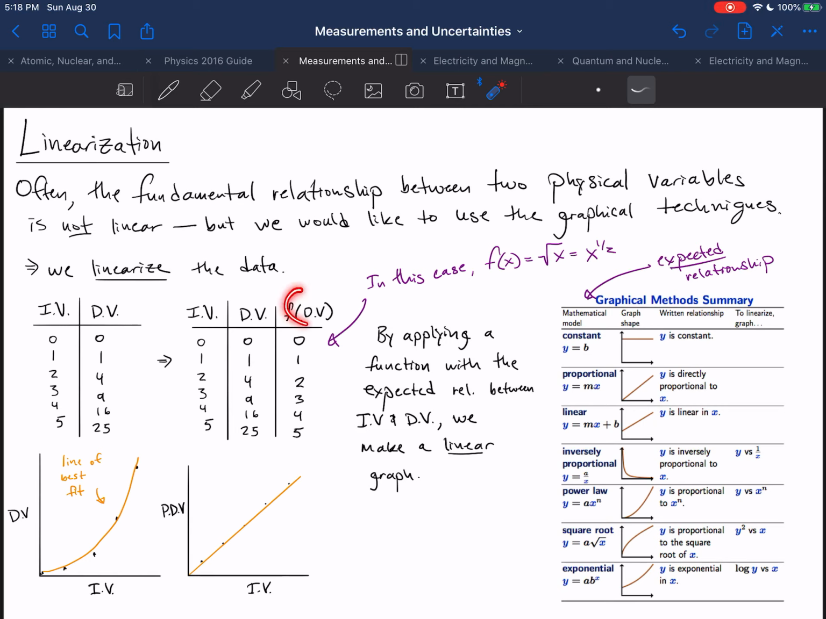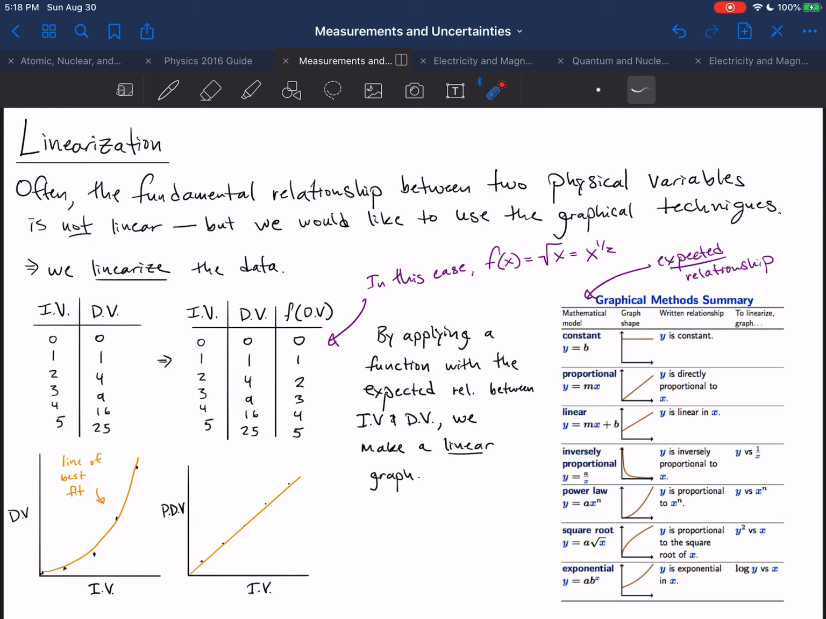So you make a new column here, and in this case you would be processing your independent variable, and you would take 1 divided by your x values, and then you would plot it. And if you plotted y versus 1 over x in that particular case, you would get a linear relationship. This is true for any power law.